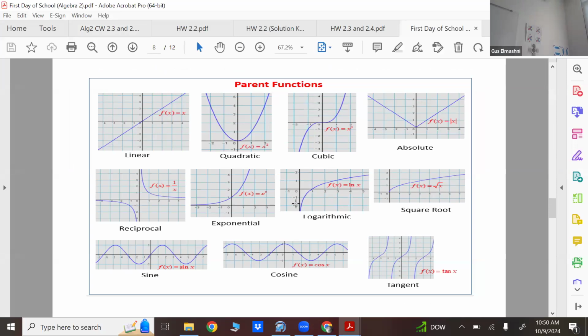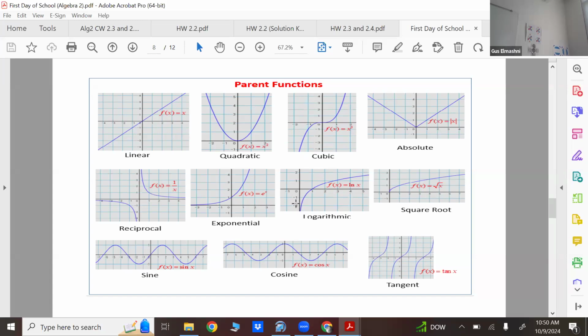We haven't really messed around with square roots or trig or absolute value or cubic. Logarithmic, I don't want to get into that. That's not full spring. But we've done a few of these already, and we've talked about how these can move around. And that's what we're going to do today.